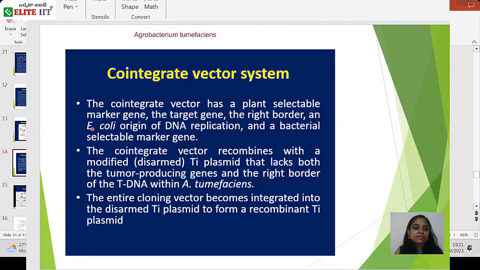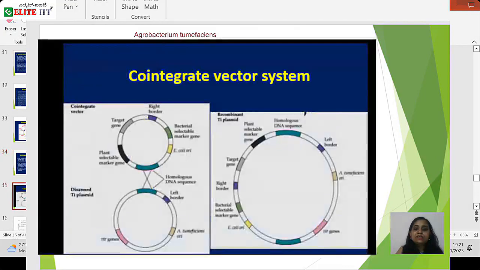Co-integrate vector system. The co-integrate vector has a plant selectable marker between the borders. Same thing already discussed, na? This thing I wanted to show you. See, homologous DNA sequence. I told you, in case of the co-integrate vector system, homologous DNA recombination is done. So these two vector systems have a common sequence for pBR322, this blue position. So there will be homologous recombination in between that. Finally, the product will be this one.